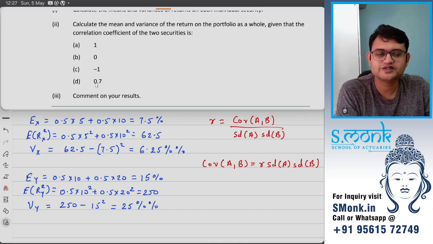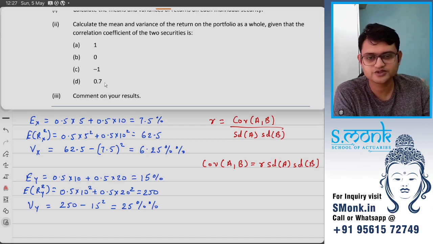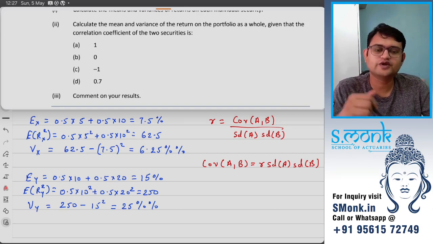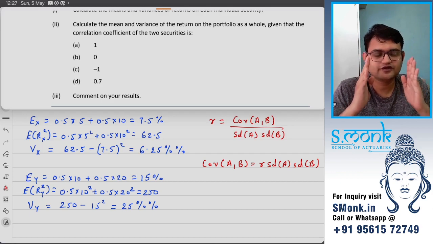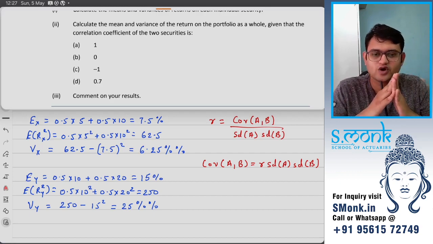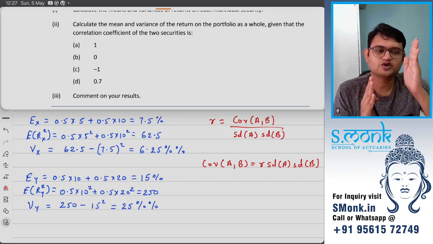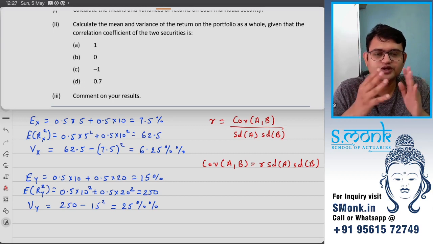0.7 would just mean they have good positive correlation between them. It's not perfect, but it is good. So this is how we are going to study the assets. Either they will be perfectly correlated or maybe have a good correlation between them. That means if the stock price of one increases, the stock price of the second also increases. Zero correlation means they are not at all correlated.